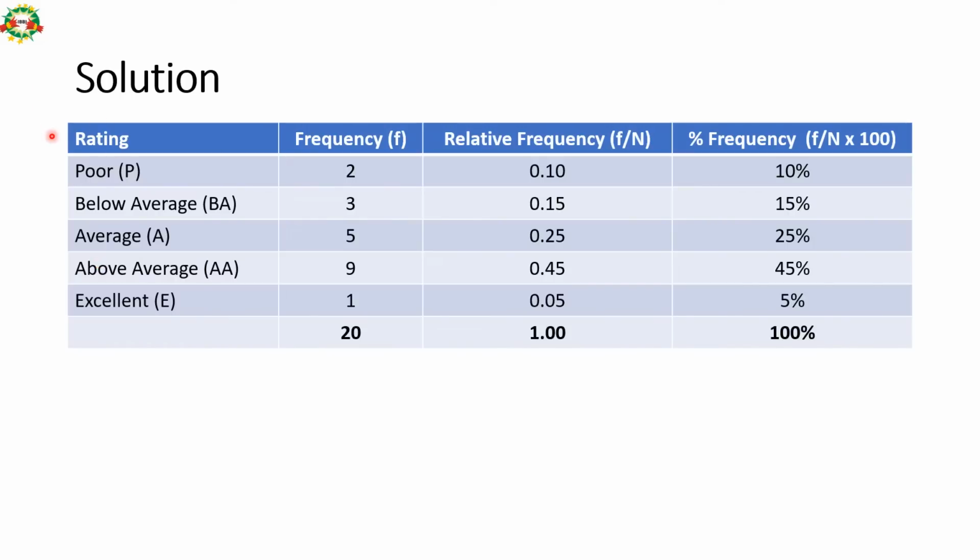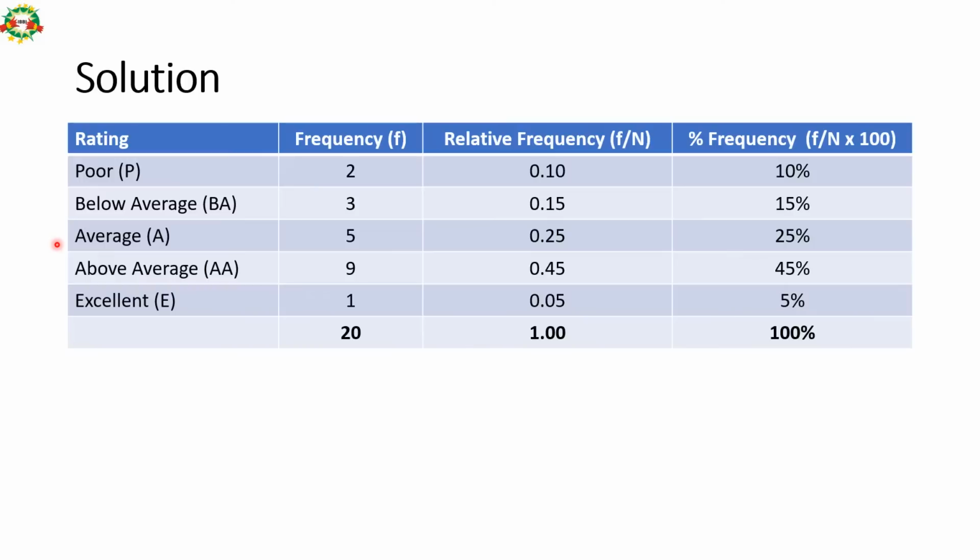Now, as these 5 rating classes are already given and this data is also given, out of 20 we will see how many customers gave a rating of poor. So 2 customers gave a rating of poor, that is why the frequency for poor is 2. Likewise, below average was 3, average was 5, above average was 9, and excellent, 1 customer gave an excellent rating. So total 20 customers were there and this is the relative frequency, f divided by n. N is 20. So 2 divided by 20 is 0.10. It is the relative frequency of the customers who gave a poor rating.